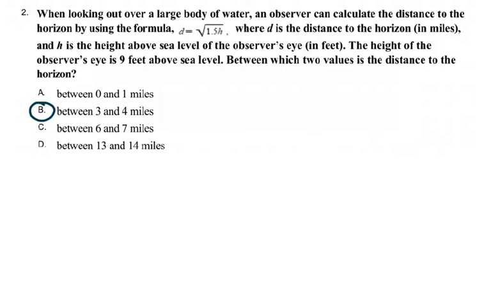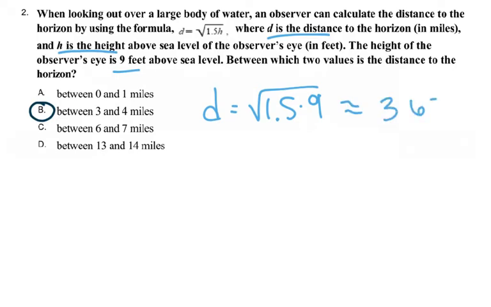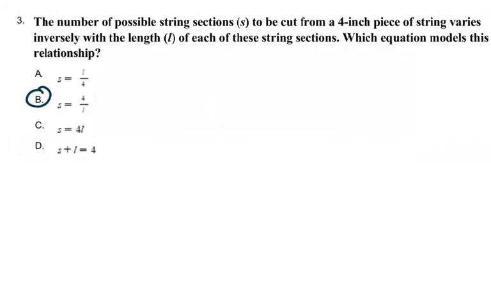Okay, number 2. We're talking about D is distance and H is the height above sea level. The height is 9. So I'm going to replace H with 9. Oh, sorry. There we go. And I'm going to put that in my calculator, and I get 3.67, which would be between 3 and 4, which is why it's B. All right, so the number of possible string sections S cut from a 4-inch piece, that's your K value, varies inversely, meaning K would be divided by the next one, L. So B is the correct answer.